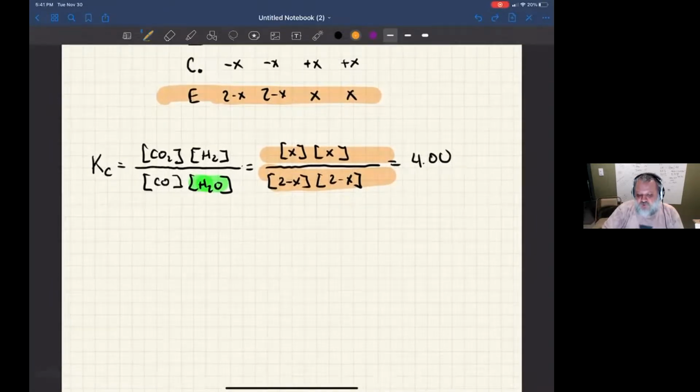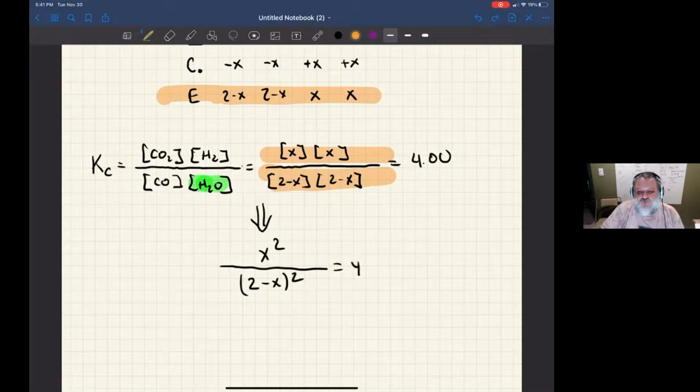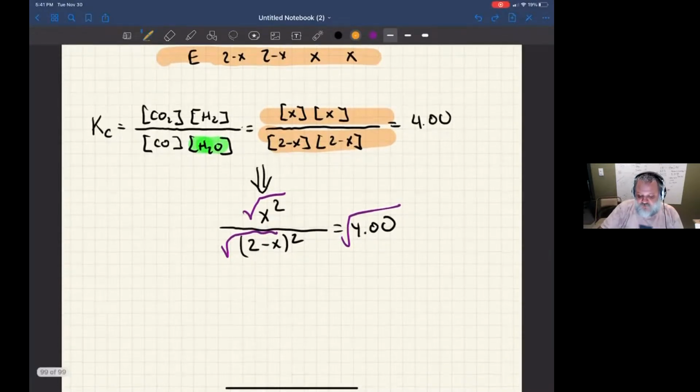Now this is where your algebra skills come in. What you're going to get is a quadratic equation. And if your algebra skills are weak, you're going to try to solve it using the quadratic formula. Strong algebra skills say, I've got perfect squares everywhere in this expression, and so I can take the square root of everything. The square root of X squared is just X. The square root of 2 minus X, quantity squared, is just 2 minus X. And the square root of 4 is 2.